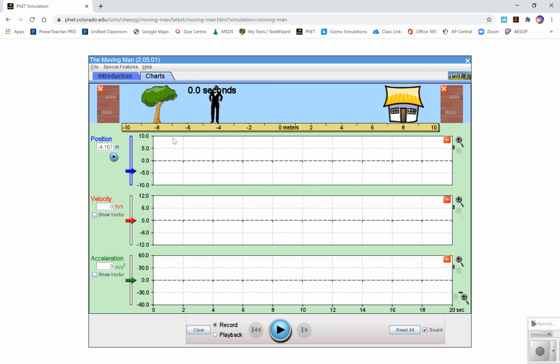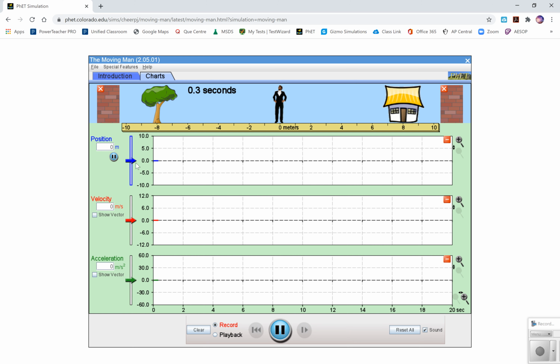His displacement is 4.167 meters from his starting point, or minus 4.167. And the distance he traveled is 4.167 meters. No negative required because the distance that he travels doesn't need to be described by direction. Now if I move him back to that 0 point, well, he went down to 4 point, whatever that was, and then back, so his distance might be around 8 meters, but his displacement, since he ended up back where he started, is 0.